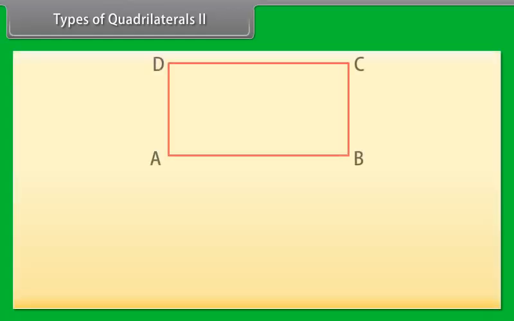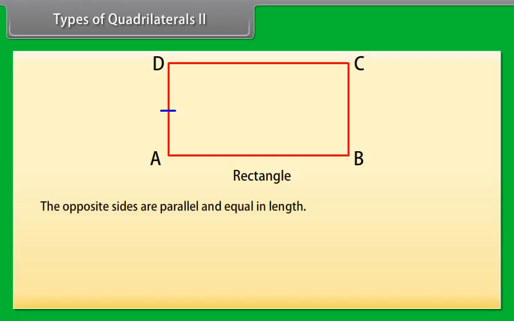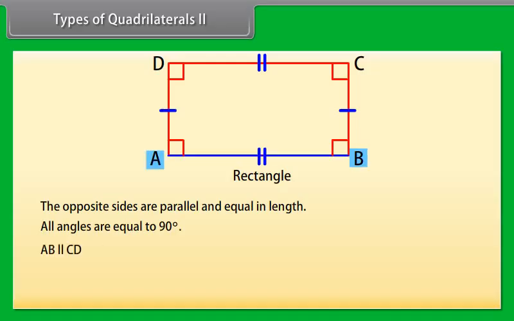Types of quadrilaterals. 2. Now come to rectangle. In a rectangle, the opposite sides are parallel and equal in length, and all angles are equal to 90 degrees. Here, AB is parallel to CD and AD is parallel to BC, and the angles A, B, C and D are of 90 degrees. So, ABCD is a rectangle.